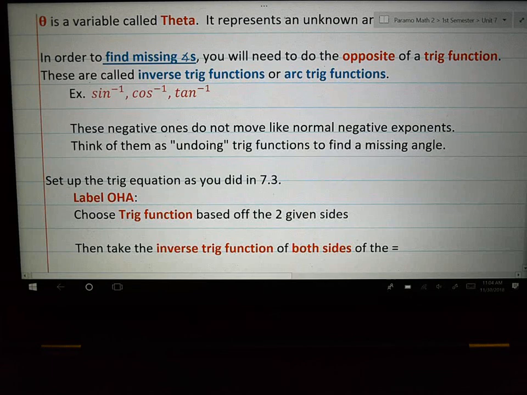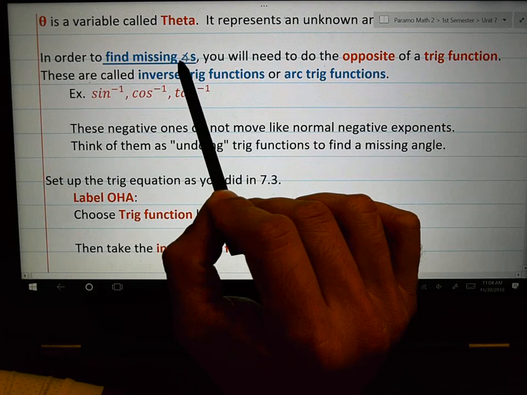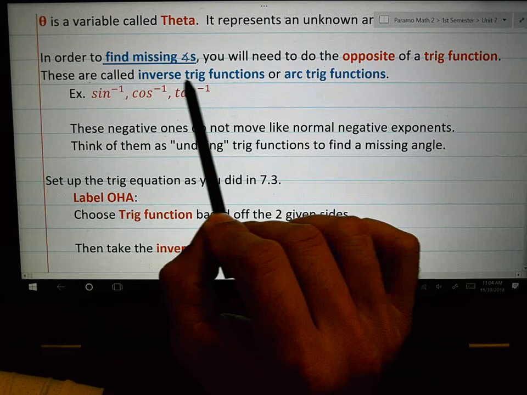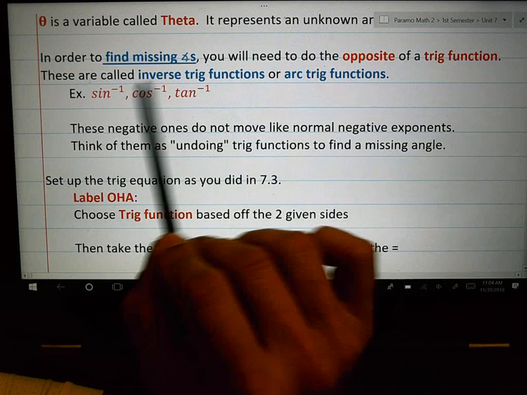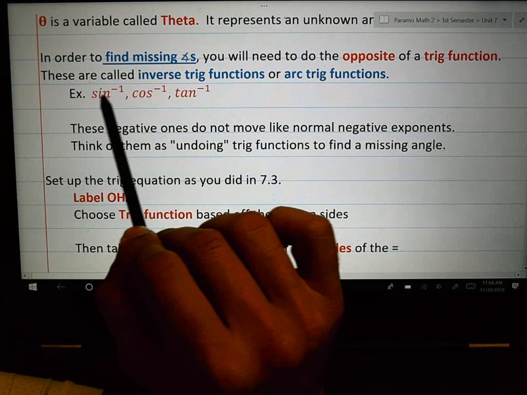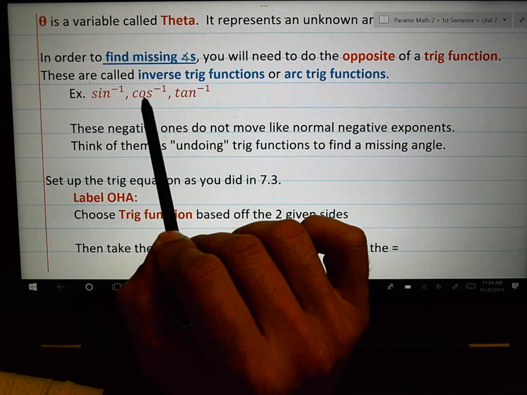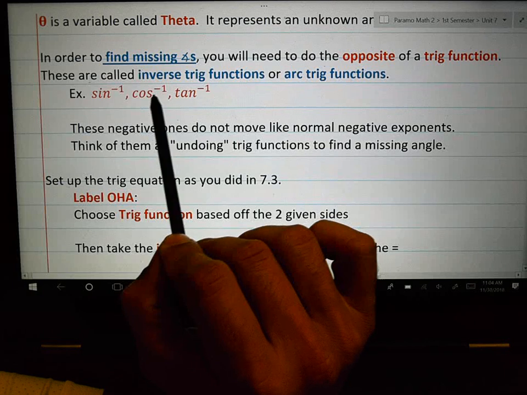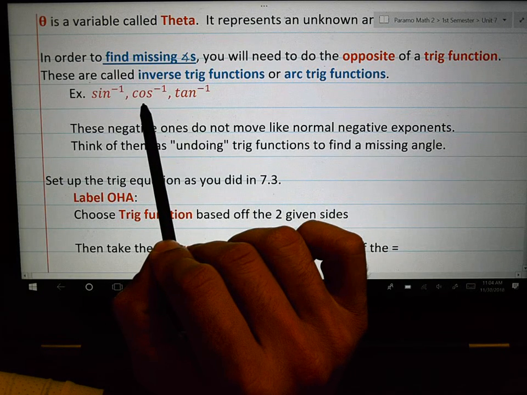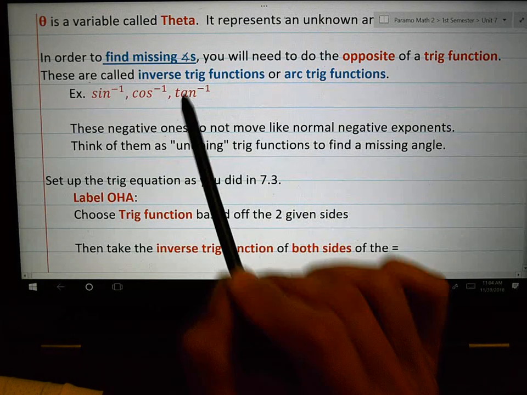Theta. What we're going to be doing is we're going to be finding these missing angles, and when we do, we're going to have to use something we haven't used before, and they are called inverse trig functions. This sine to the -1 is called inverse sine, otherwise known as arc sine. This, with the cosine to the -1, I read it as inverse cosine or arc cosine. I read this as inverse tan or arc tan.